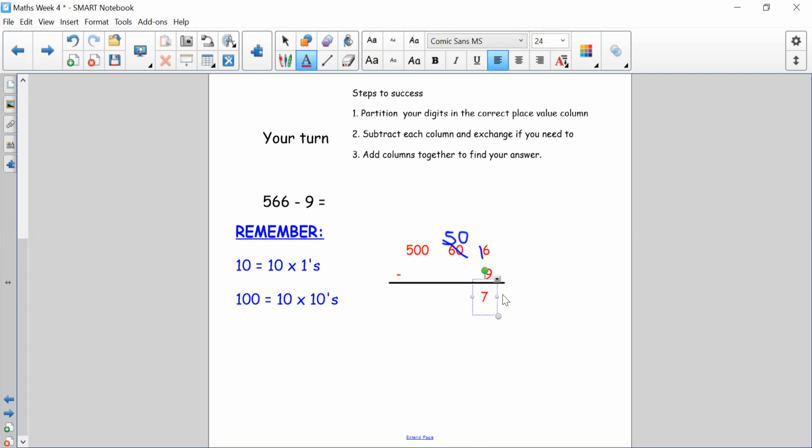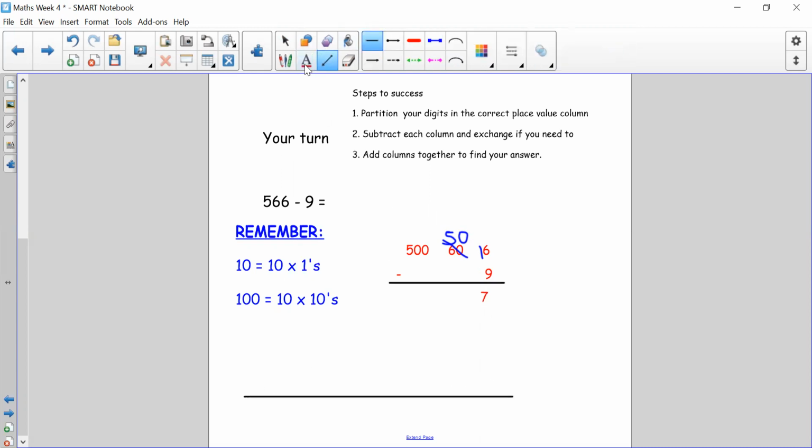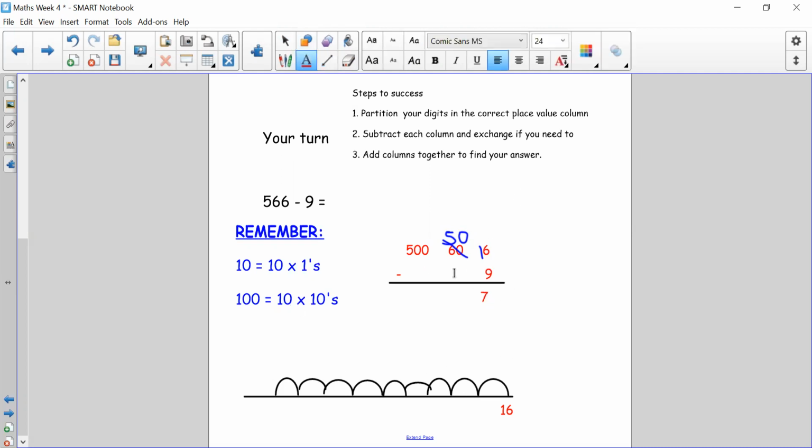I know that because I know my number bonds, but if I wasn't sure, I could draw a number line and I could do 16 on the end of my number line and count back 9 jumps. Okay, you could count back 9 jumps. Minus 1, 2, 3, 4, 5, 6, 7, 8, 9. Okay, you could do your jumps like that. It's entirely up to you what you do. I'm going to just carry on like this, but you're more than welcome to use a number line.